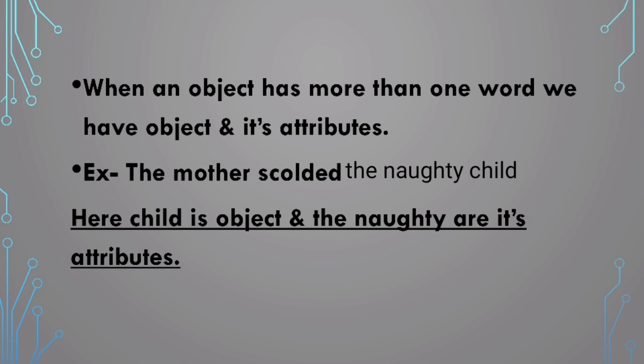So students, here the mother is the subject, child is the object, the naughty are its attributes. That means in this, what is the object? पूरा object क्या है? किसको scold किया है? The naughty child. ये आपका object हो गया. But in this, child is the main word. The naughty उसके क्या हैं? Attributes हैं. Like it was there in subject. Main word subject verb होता था, right? And others were its attributes. Same way it will be with object.